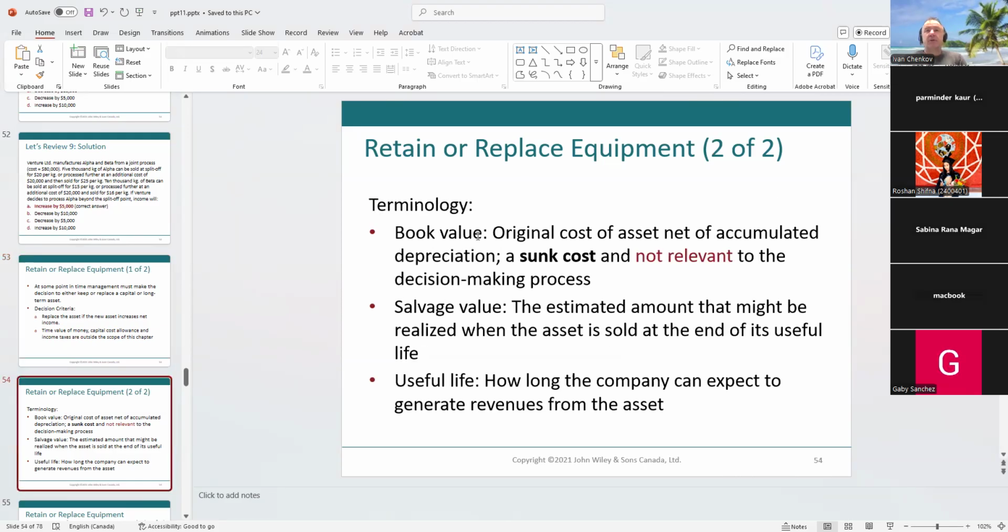So what will be the terminology? A little bit of terminology. You already know that we have book value, which is the original cost.